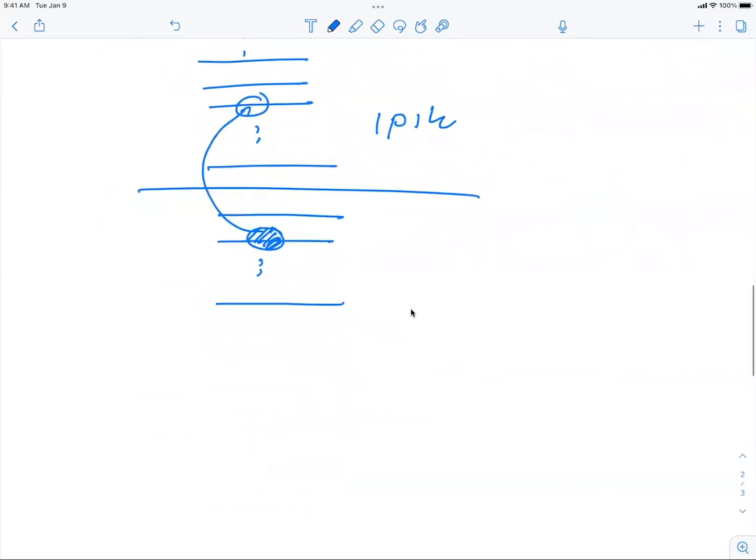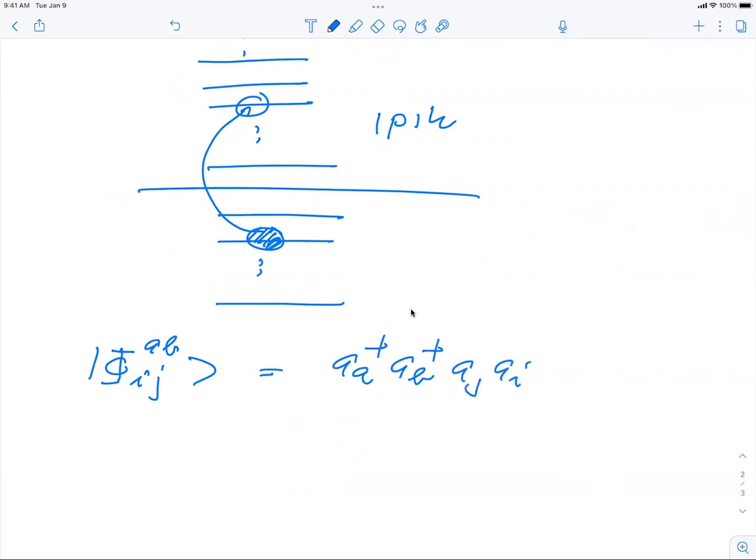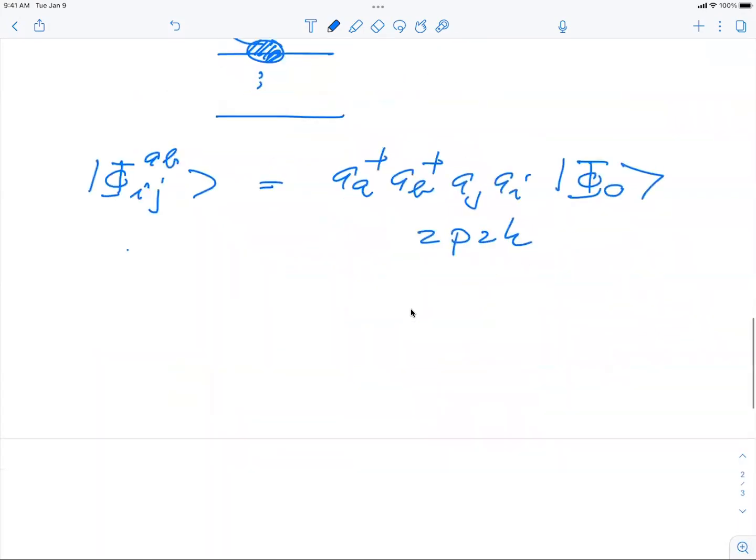Then what we did as well was to look at the possibilities of having a two particle, two hole excitation. And this is something which we would write as a_a† a_b† a_j a_i, in order to make this anti-symmetrized to phi 0. So this is typically a two particle, two hole excitation. Then you could continue like this.